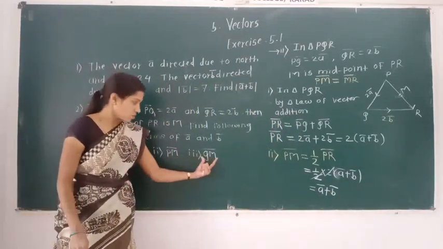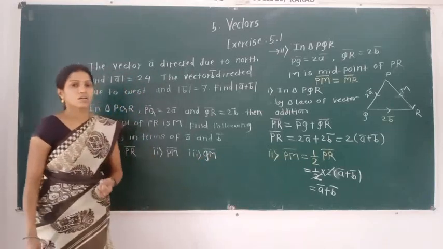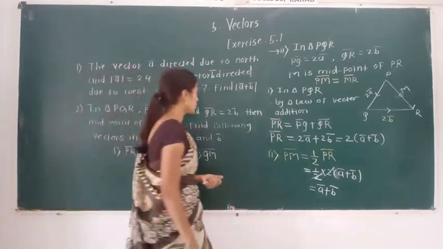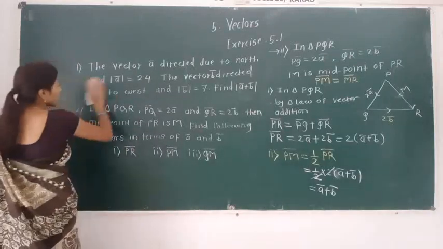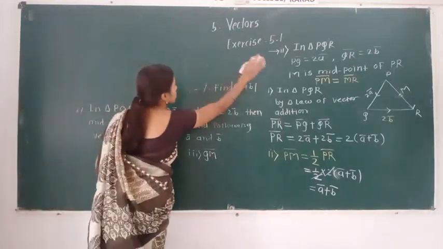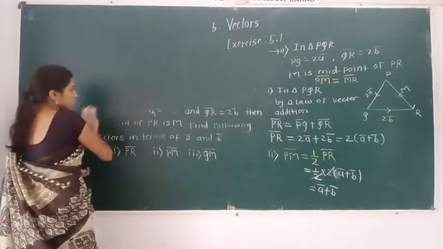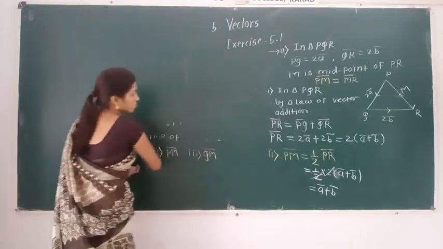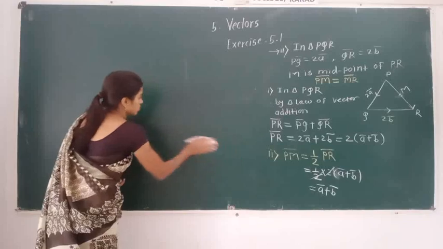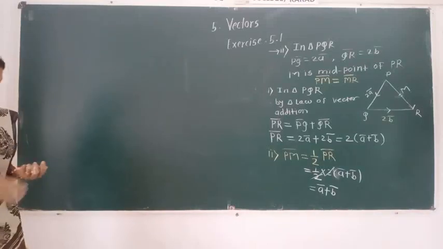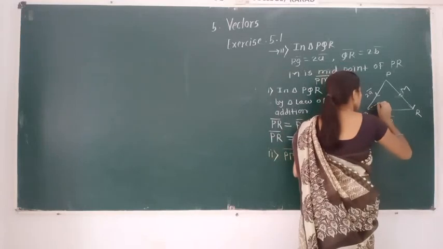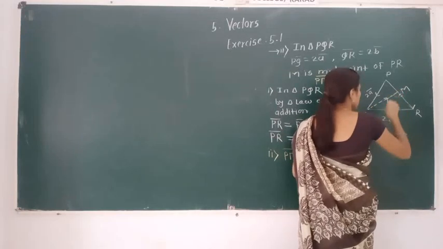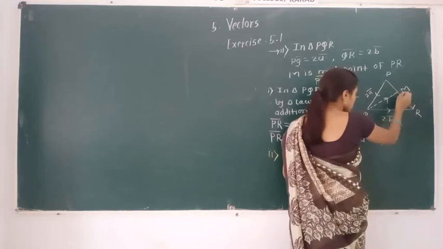Now, the next bit is to find the value of QM bar. Third bit is QM bar. This is our vector QM bar, and the direction of this vector is this way.